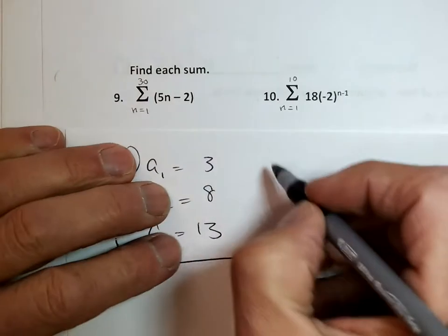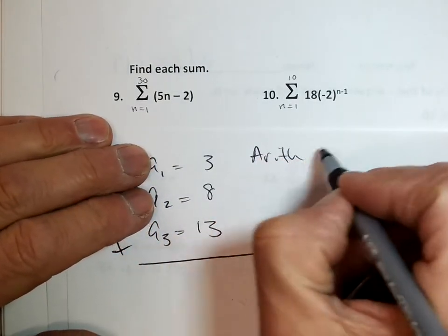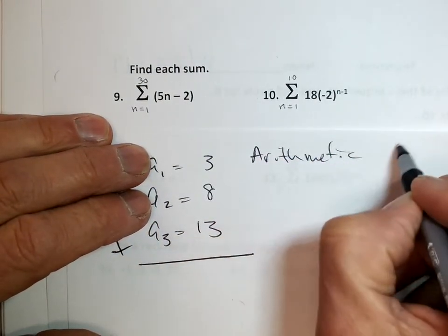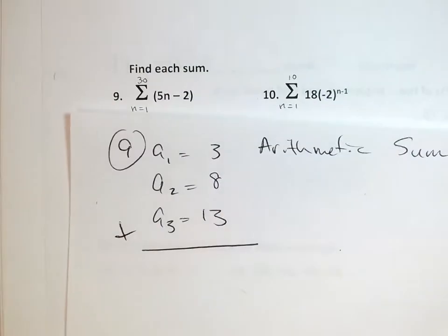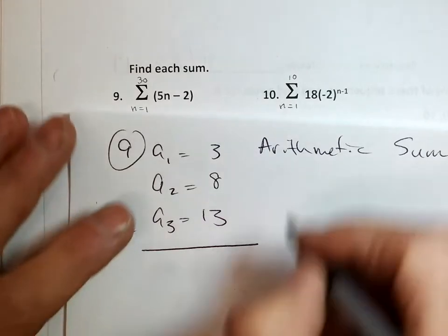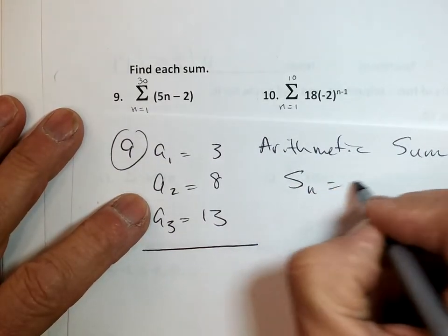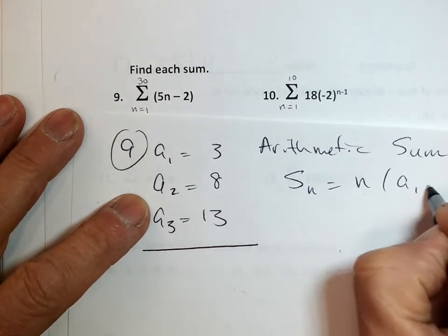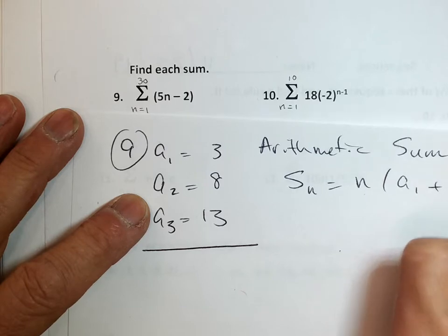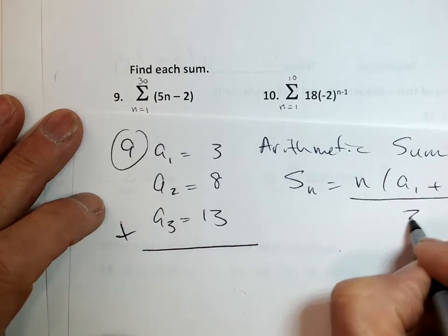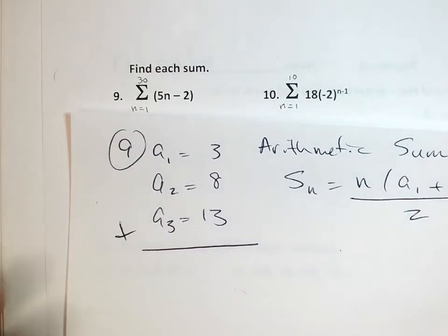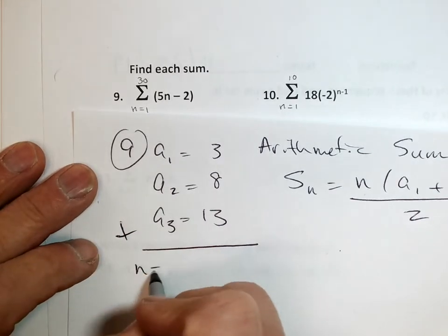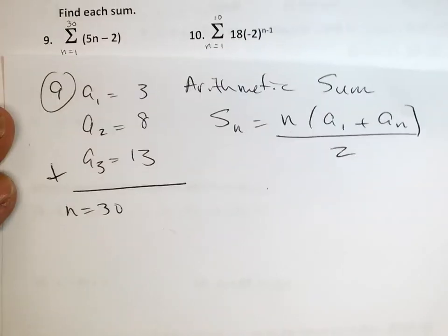Arithmetic sum. There it is. S of n, arithmetic sum. That formula right there. So we're going to go, okay, I can do this. S of n equals my n times a1 plus an, divided by 2, right? Okay, I know n. What's n in this case? What's n going to be? n's going to be 30, right?